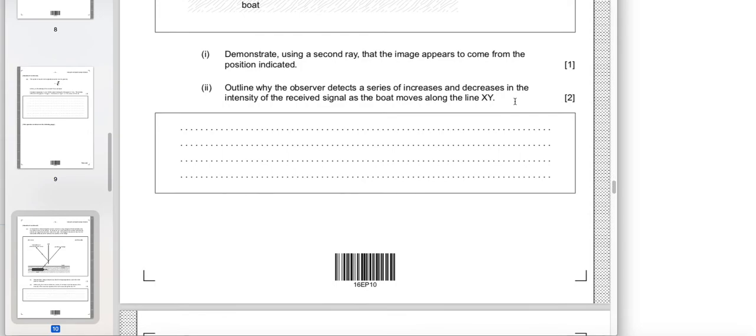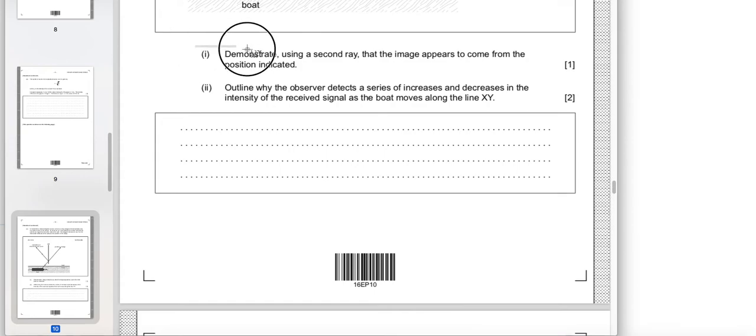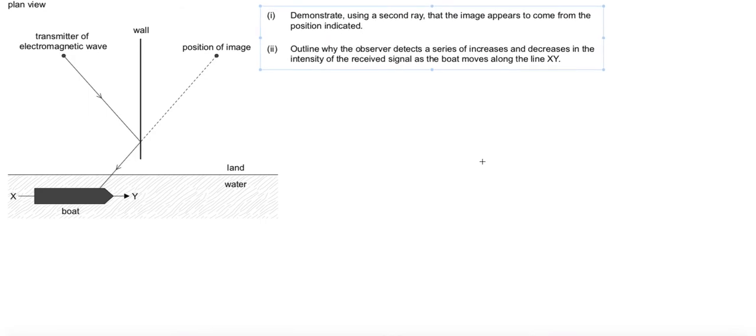Demonstrate using a second ray that the image appears to come from the position indicated, and outline why the observer detects a series of increases and decreases in the intensity of the received signal as the body moves along the XY line. So we have to draw another ray which shows the position of the image.